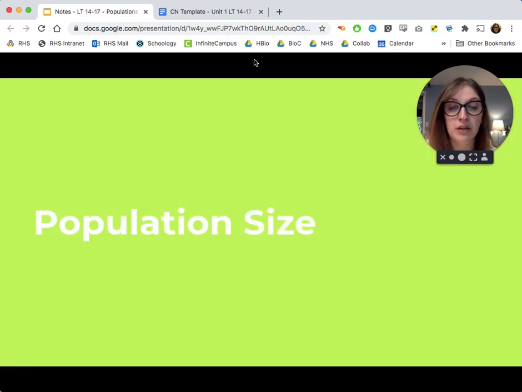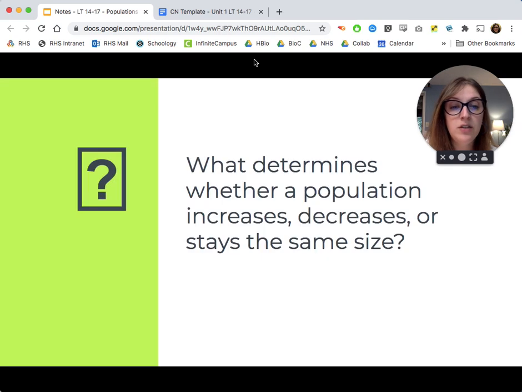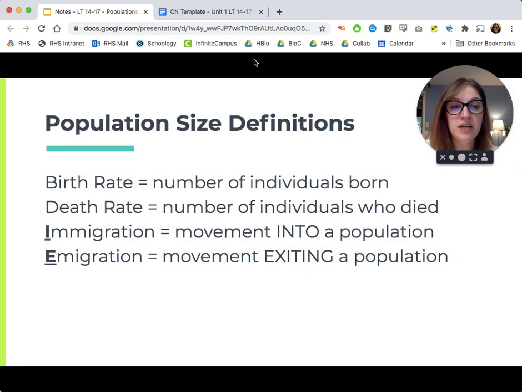Let's talk about population size. What determines whether a population increases, decreases, or stays the same? Let's start with some basic definitions. Birth rate, obviously that's the number of individuals born in a population. Death rate, number of individuals who died. Immigration, movement into a population. Emigration, movement exiting a population. When you need to remember the difference between these, use I for into and E for exit.